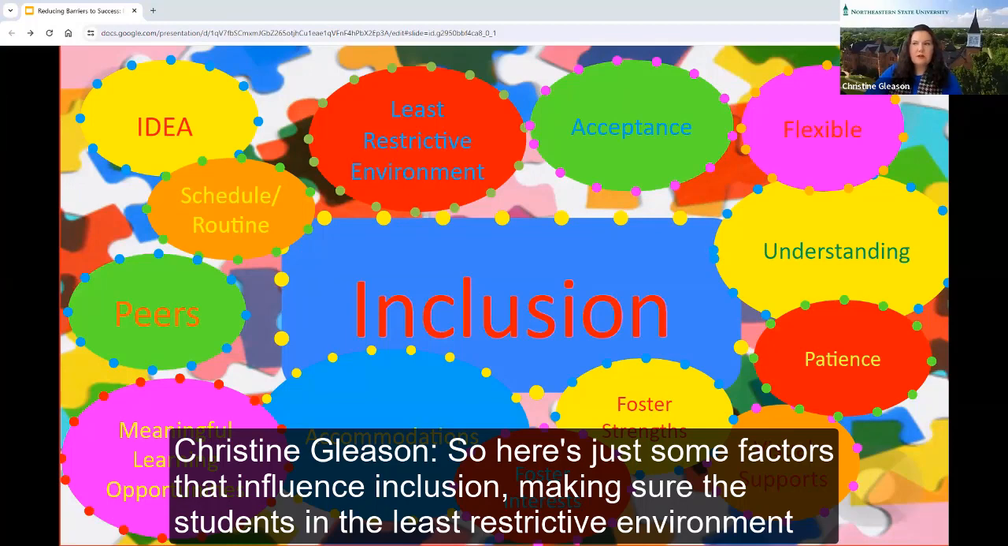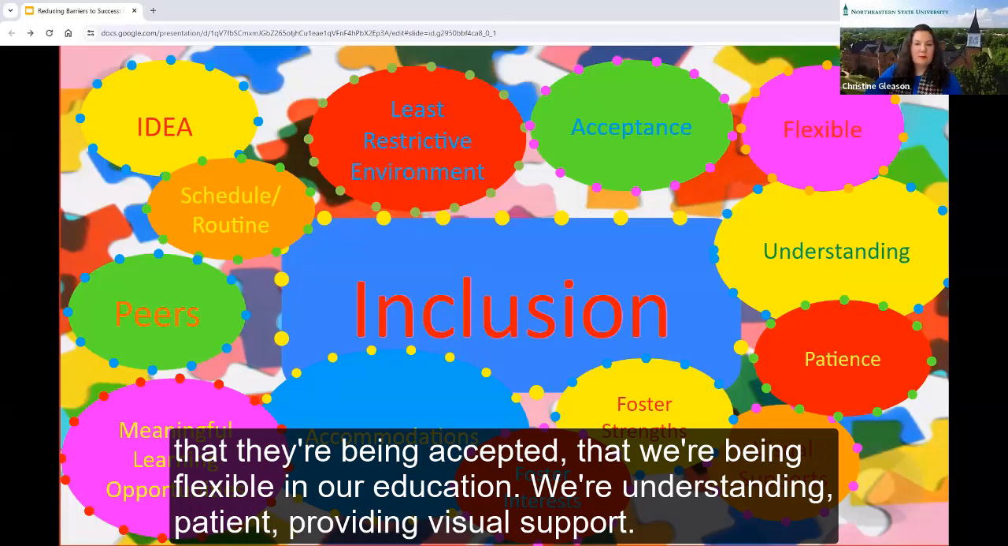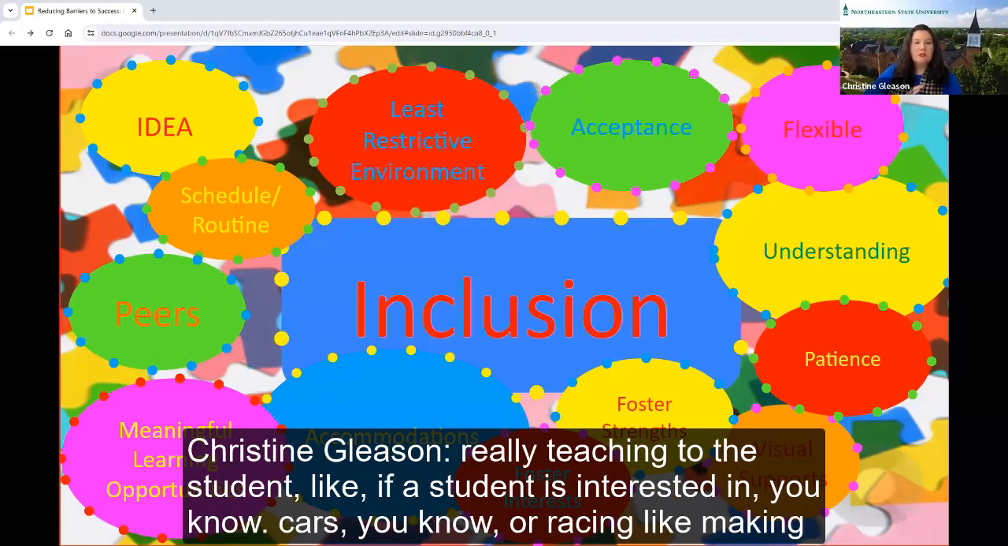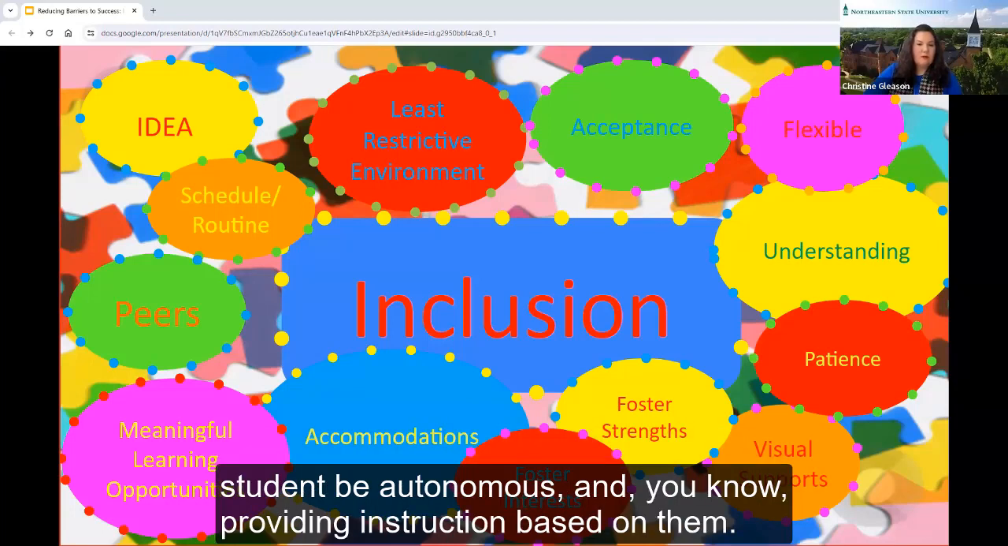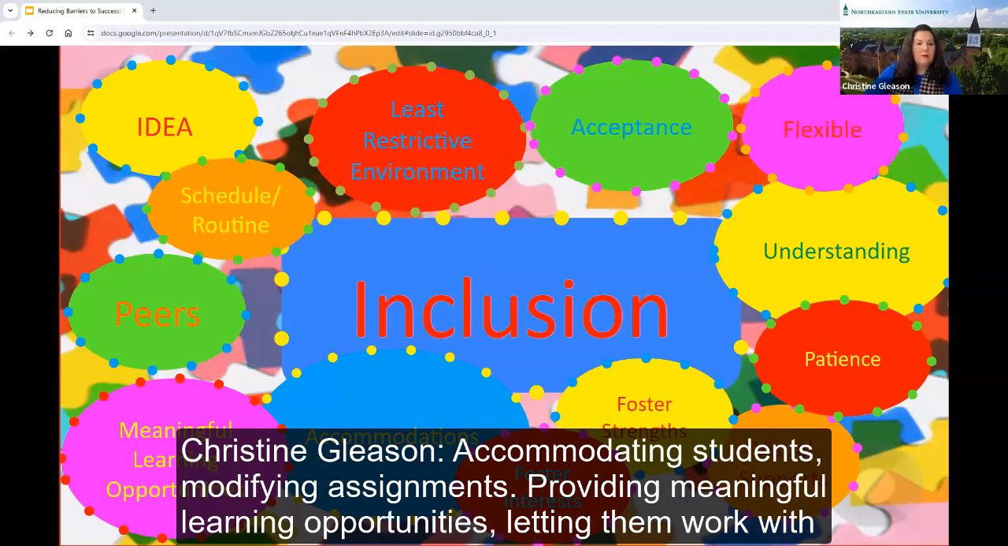So here are some factors that influence inclusion: making sure the student's in the least restrictive environment, that they're being accepted, that we're being flexible in our education, understanding, patient, providing visual supports, really teaching to the student. Like if a student is interested in cars or racing, making lessons about cars while keeping the same Oklahoma academic standard, just to increase motivation, but still letting that student be autonomous and providing instruction based on them, accommodating students, modifying assignments, providing meaningful learning opportunities, letting them work with peers.